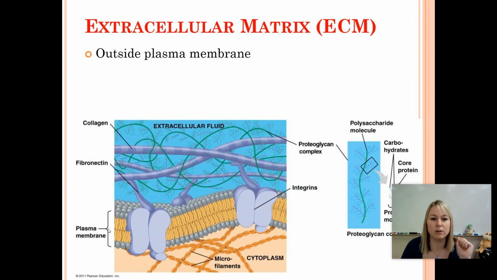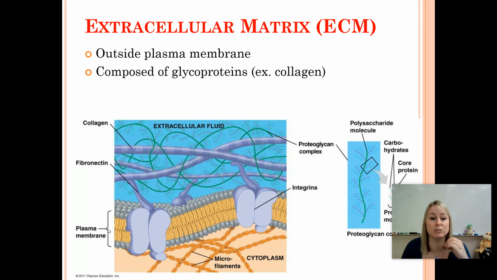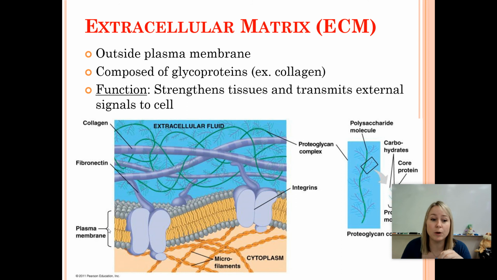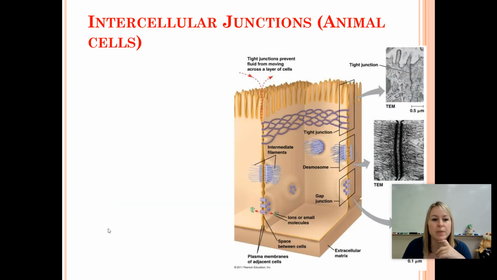The extracellular matrix is outside of the cell, but it is still made up of cellular structures: glycoproteins, collagen, fibronectin, there's all kinds of fun stuff floating around out there. And usually all that stuff is anchored to the cell itself by proteins called integrins, or any kind of integral protein. And then cell by cell, when the cells are side by side, these are called intracellular junctions.